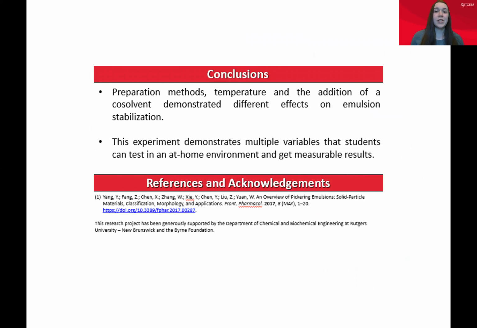In conclusion, different preparation methods, temperatures, and using a co-solvent can all demonstrate different impacts on emulsion stability. And these are all different variables that can be changed and used with one another to see how emulsions react. I think because of the number of variables that are used, students can definitely test this in an at-home or in-lab environment and get real measurable results and start to understand the principles that go with emulsion stability, and they can apply that to industry. So I think that's really awesome.